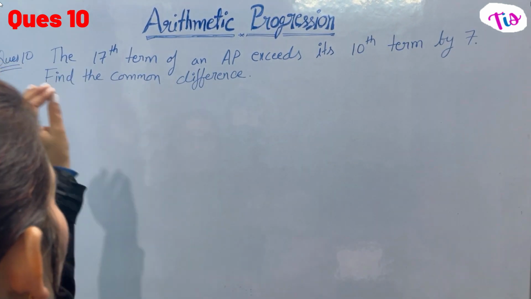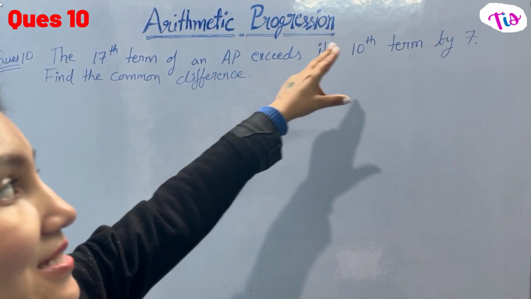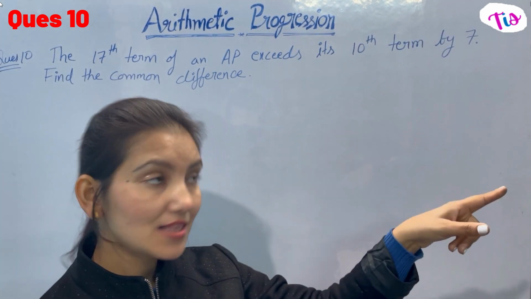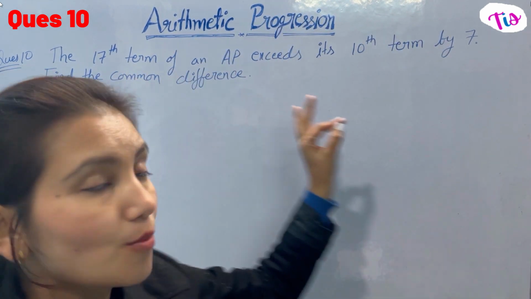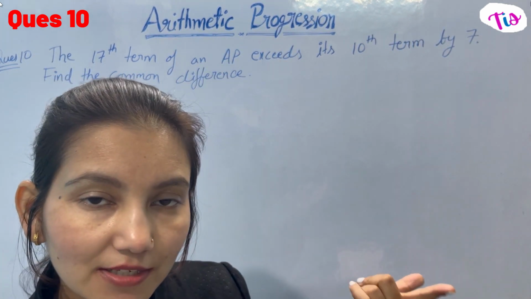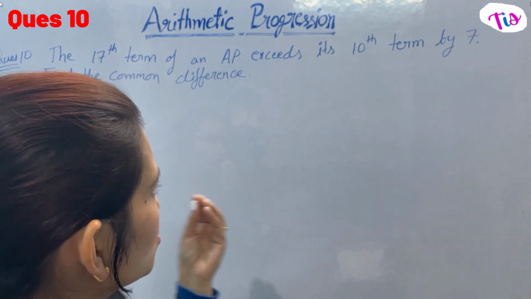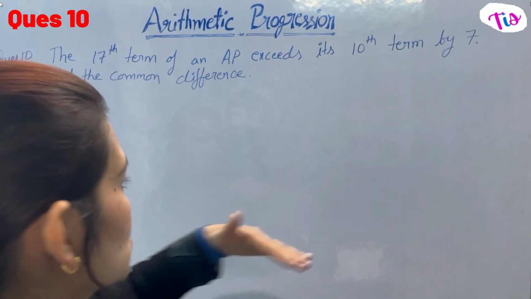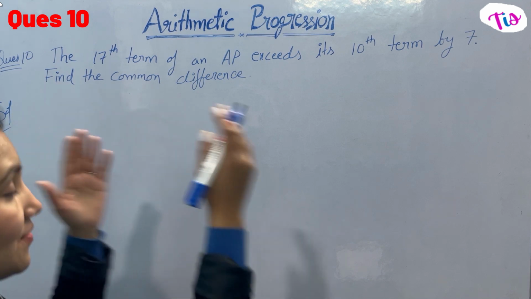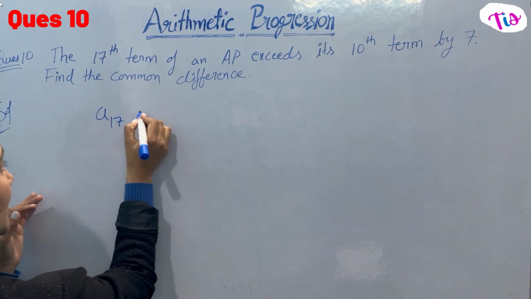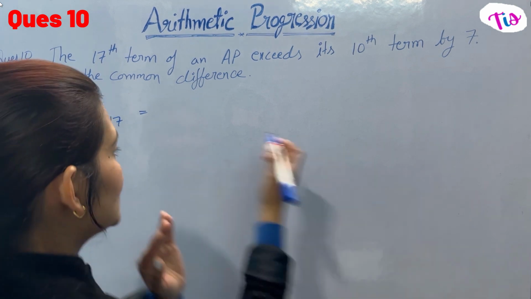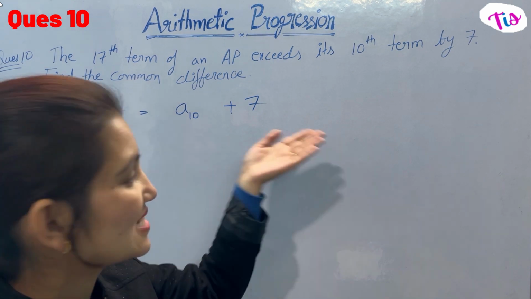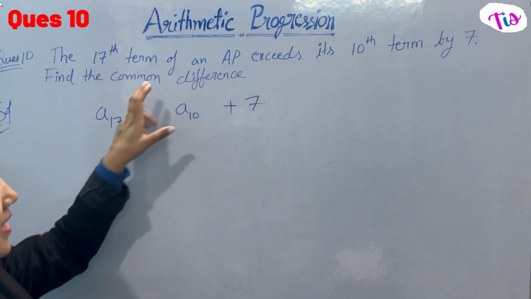Okay, let's read it out. The 17th term of an AP exceeds its 10th term by 7. Find the common difference. It looks a bit difficult, but it's actually not, okay? Whatever is said in the question, just solve it accordingly. So what they are saying: the 17th term, let's say A17, exceeds the 10th term by 7. So A10 plus 7, right?